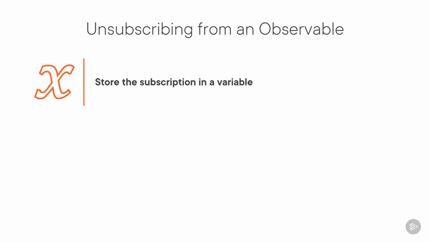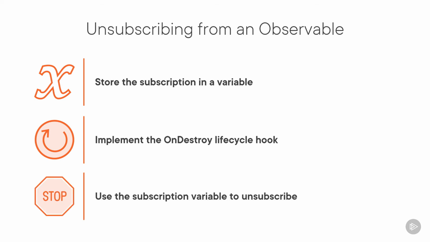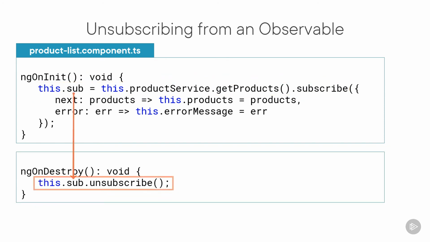Here's one. First, store the observable subscription in a variable. Then implement the onDestroy lifecycle hook that's executed when the component is removed from the display and destroyed. Lastly, use the subscription variable to unsubscribe. In the ngOnInit, we assign the observable subscription to a variable, then use that variable in the ngOnDestroy to unsubscribe.